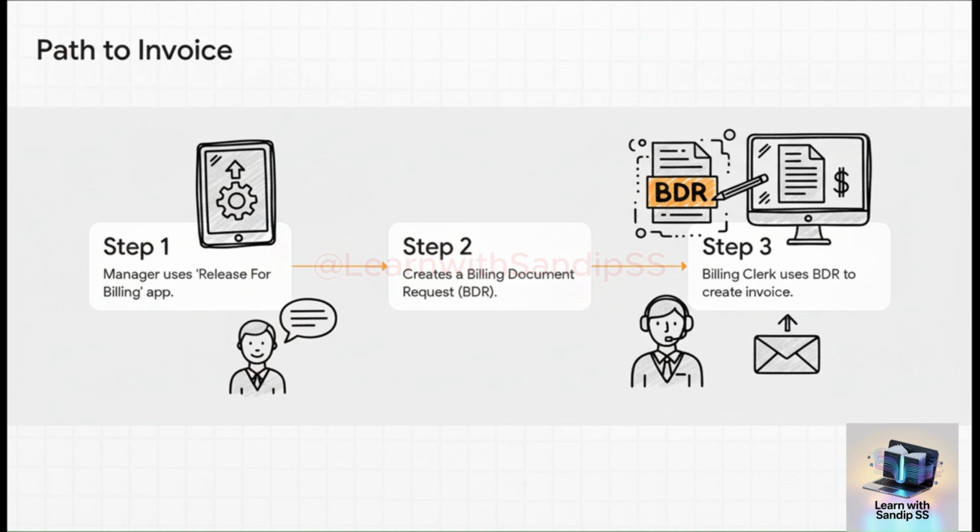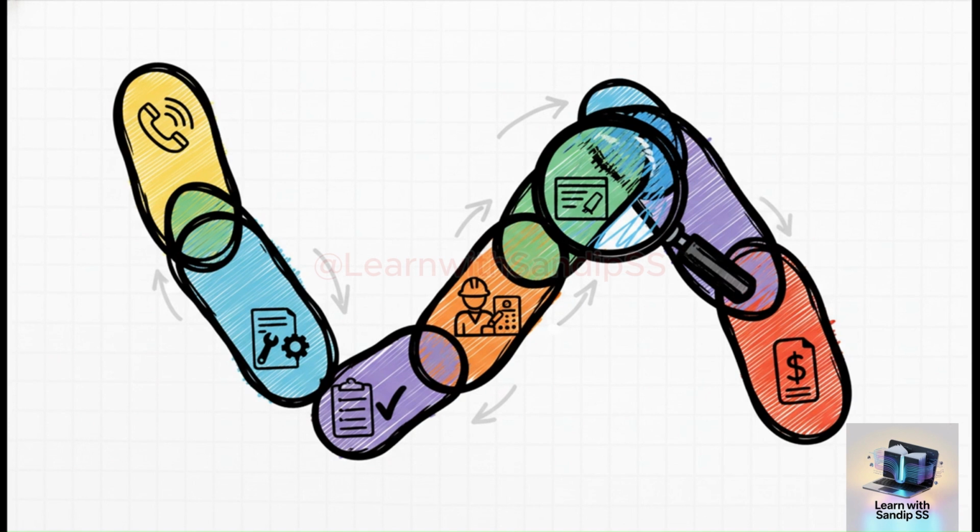So what's the big takeaway here? It's really this. Every single step from that initial customer call all the way to that final invoice isn't some isolated event. It's a link in a chain, a single, visible, and traceable journey, all within the SAP system.